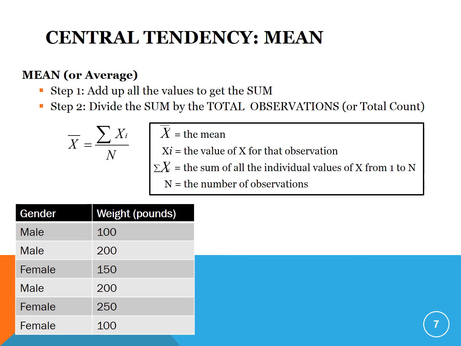Step 2, divide the sum by the total observations, or the total count. We're pros now at what n means. So we take that sum and we divide it by n, our total number of observations. We already know that there are only 6 people here, 3 males, 3 females. So we take our sum, divide it by 6, and what we should get is 150. So what is 150? It's the mean weight in pounds, or the average weight between the 6 people in this sample.